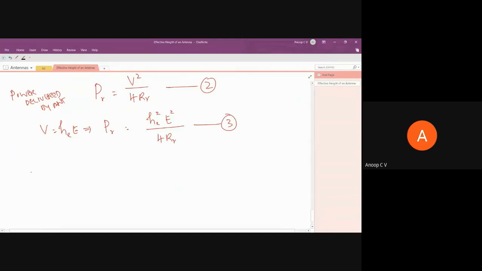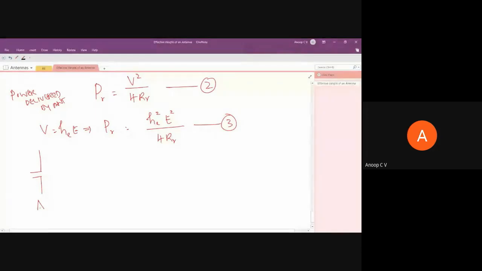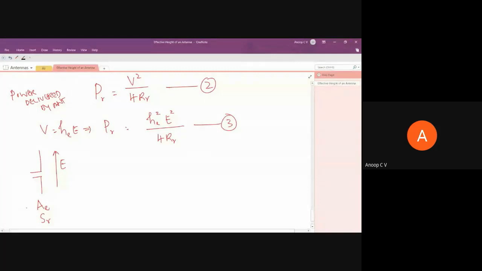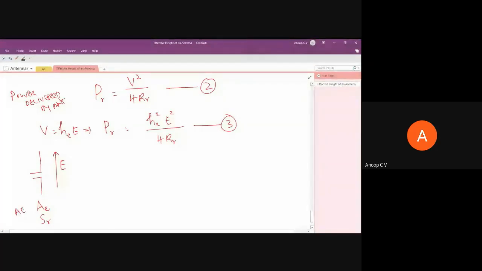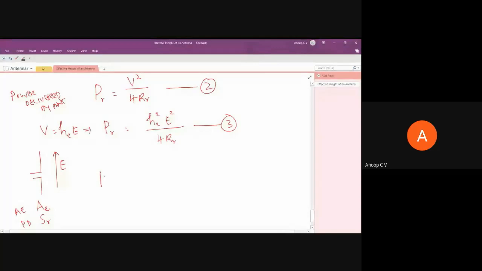And suppose this antenna has some effective aperture AE. If the given field is E, this antenna has some effective aperture AE, and the power density at the antenna is SR. I can represent the same power delivered to the antenna PR as PR.